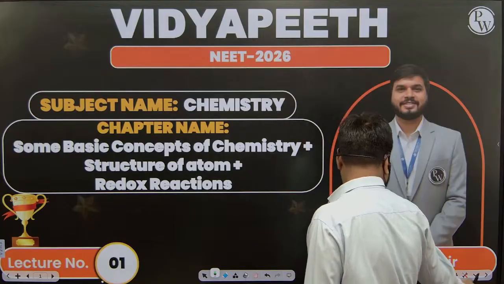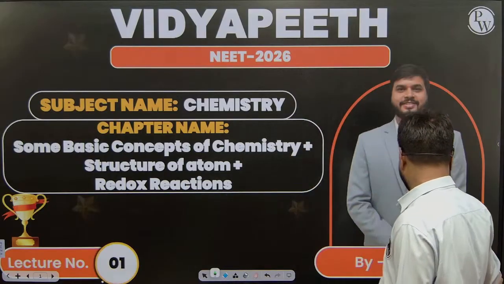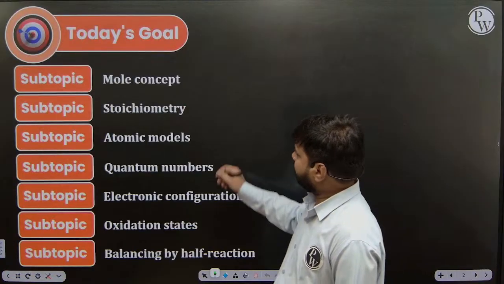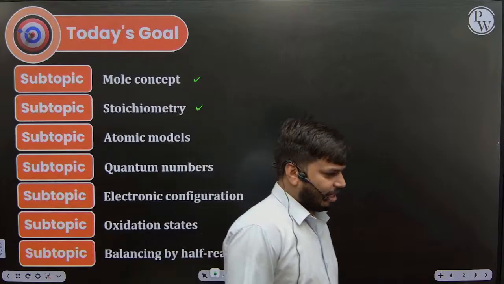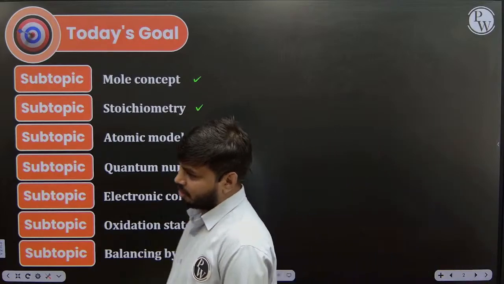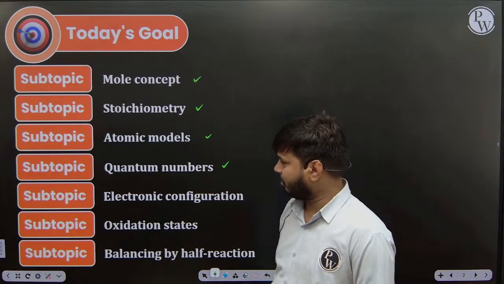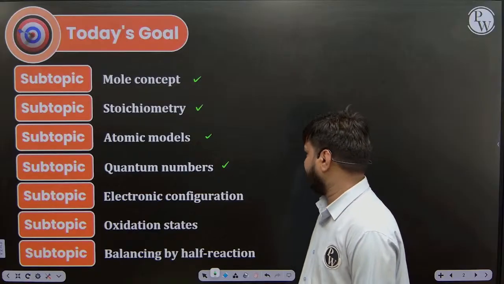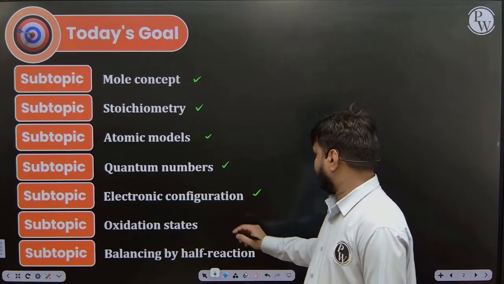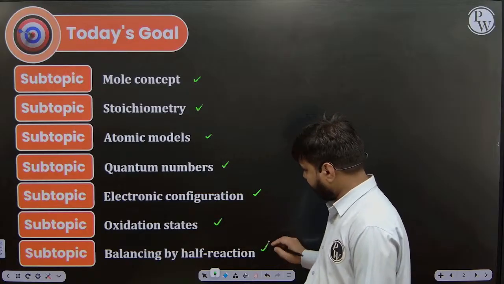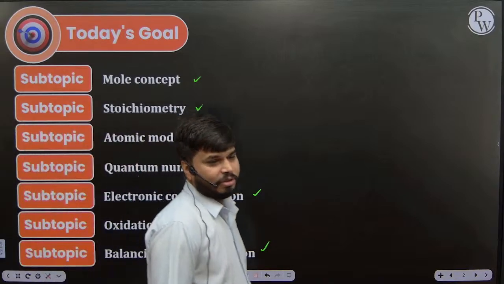The next chapter we are going to discuss is structure of atom, and after that the redox reaction. In the structure of atom, we will discuss the atomic models, and in that the very famous Bohr's model. After that we will discuss quantum numbers. We have 4 quantum numbers, and we will discuss them in great detail. Apart from this, we will discuss electronic configuration. Then we come to our next chapter, redox reaction, and in that oxidation states, and then the balancing of half reactions. So these are the things we are majorly going to cover in this lecture.